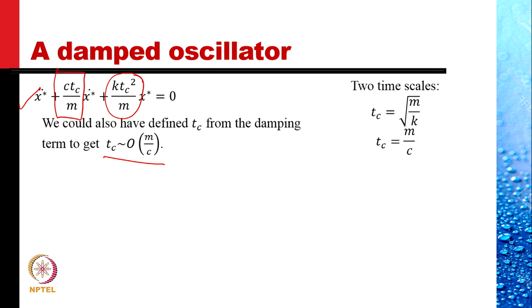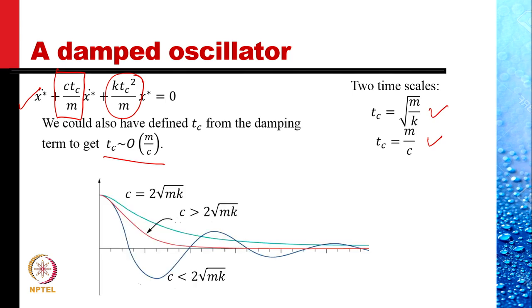So there really are 2 time scales in this problem. One time scale is under root m by k and the other time scale is m by c. What is the meaning of these 2 time scales? This is when c is less than under root twice mk.